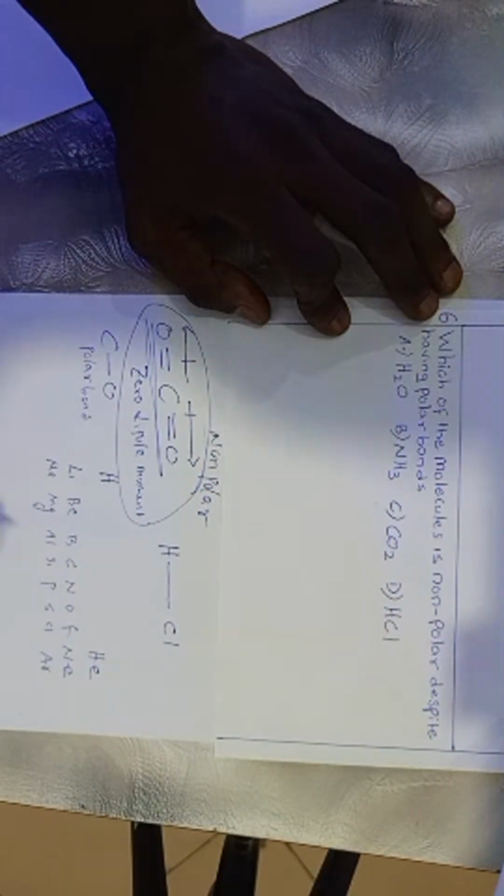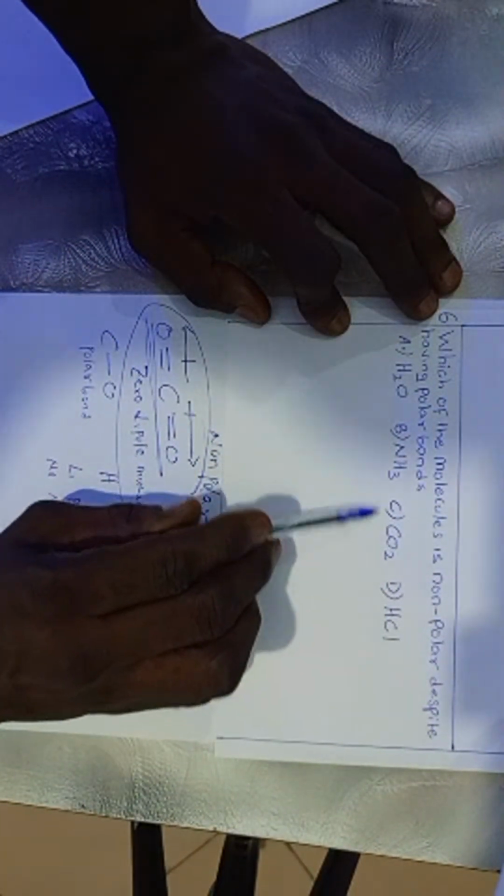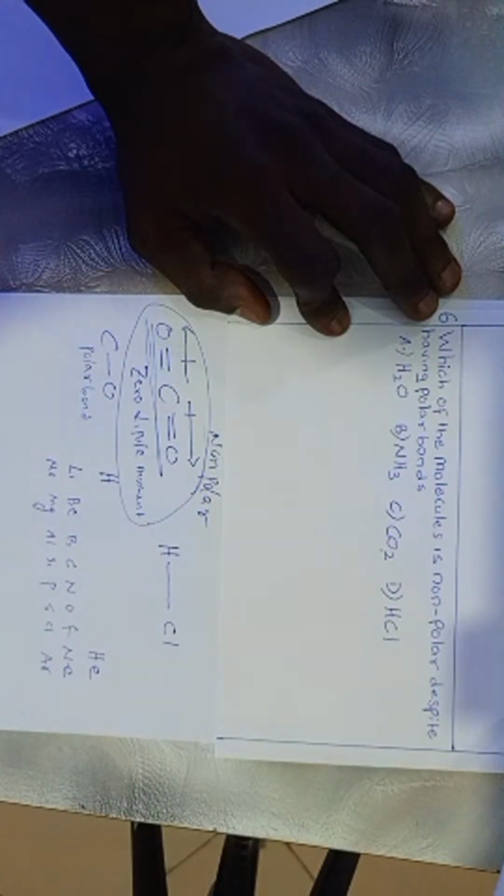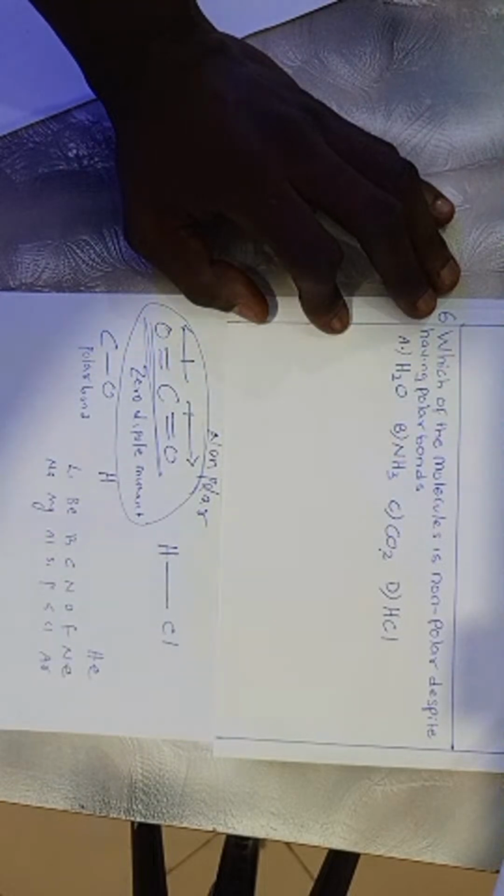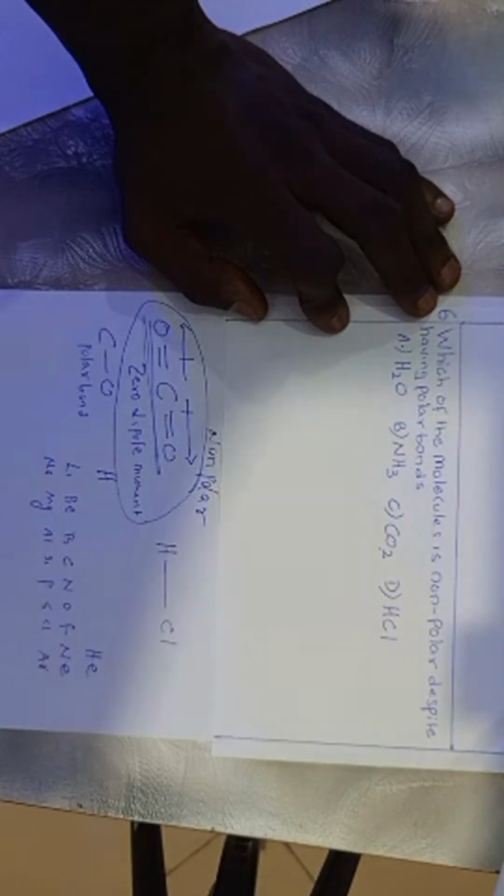So the correct answer to question number 6 is option C, CO2. So CO2 is one of the molecules that has polar bonds, but in the end, it is non-polar. Let's go straight to question number 7.